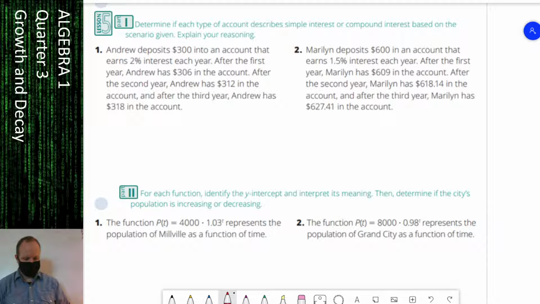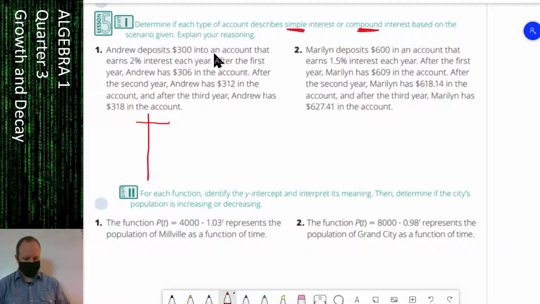So part 1 says determine if each type of account describes simple interest or compound interest. Simple or compound. And we want to explain our reasoning behind that. So we're going to start off and make a table out of these numbers that we're given.